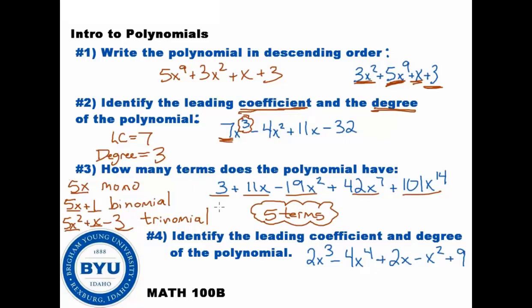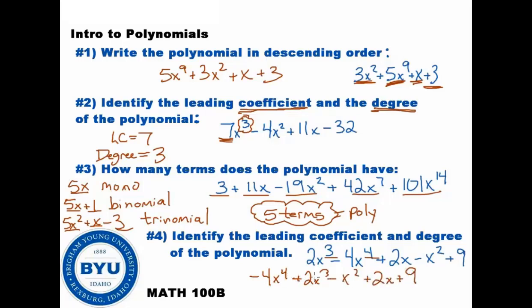Based on the number of terms, 1 term is a monomial, 2 terms a binomial, 3 terms a trinomial. Anything above that, we just call a polynomial. So this one here, with 5 terms, is just a polynomial. We don't have special names for anything above trinomial. Okay, good. Question number 4, identify the leading coefficient and degree. Now, this one's a little tricky because it has to be in order. When I look at this, I've got power 3, power 4. That's not in order. So the first thing I'm going to do is write this in descending order: 4x to the 4th plus 2x cubed minus x squared plus 2x plus 9.